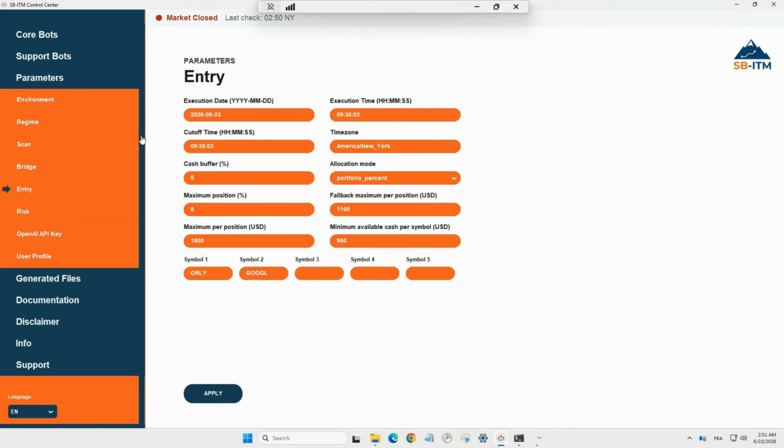Before market open, entry bot parameters are checked one final time. The selected symbols have been transferred from the upstream workflow, and the execution settings are ready for the opening sequence. This confirms that the ecosystem has completed the pre-market preparation and is now ready for order execution.